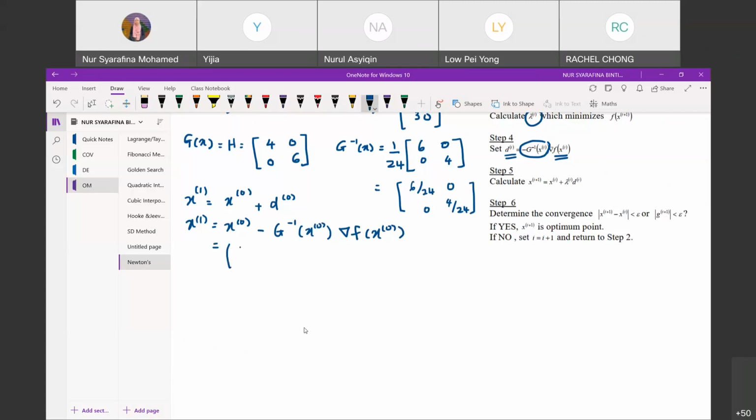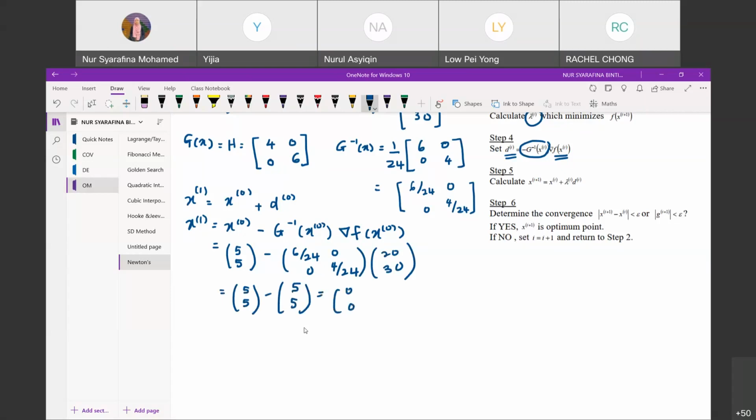x naught is 5, 5. The inverse matrix here is 6 over 24, 0, 0, 4 over 24, and the derivative of f at x naught is 20, 30, which gives you x1 equals 0, 0.